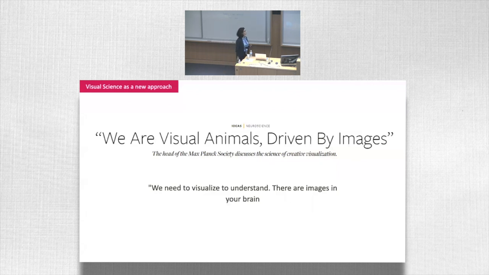It's a video interview, and he talked a lot about visual science and using art and illustrations to explain and talk about science with other people. One quote from this interview is, "We need to visualize to understand. There are images in your brain. It's like when we do an experiment and plan a methodology or a hypothesis, we visualize in our mind, right? And we need to pass this to other people so they can visualize as well and can understand."